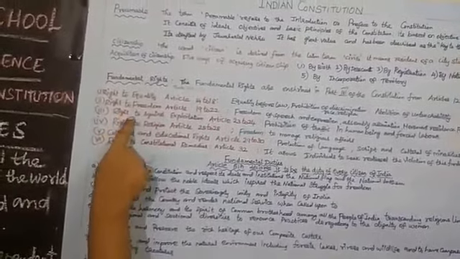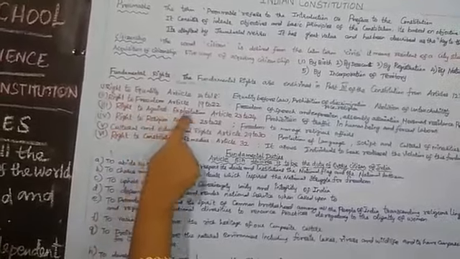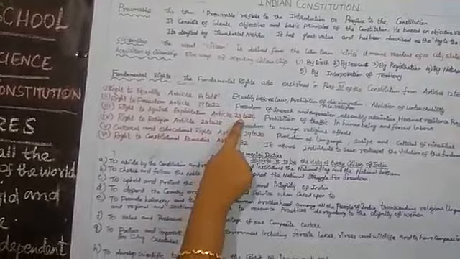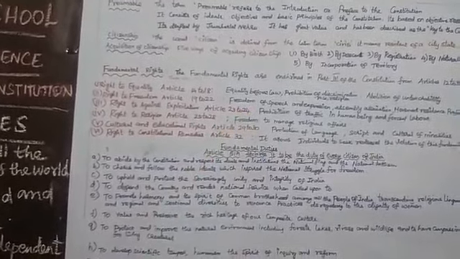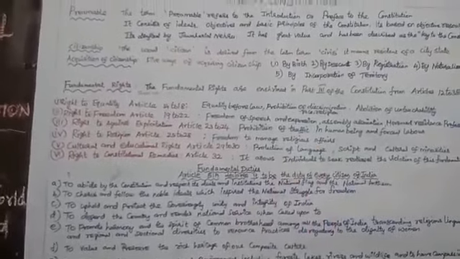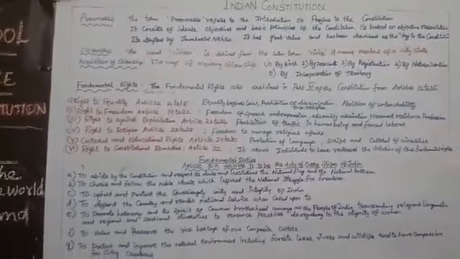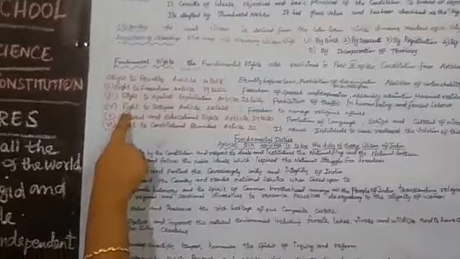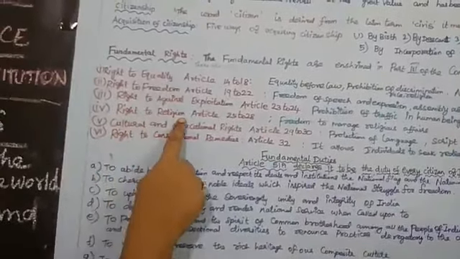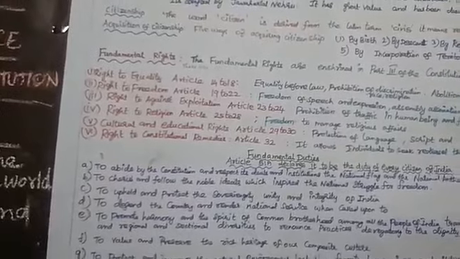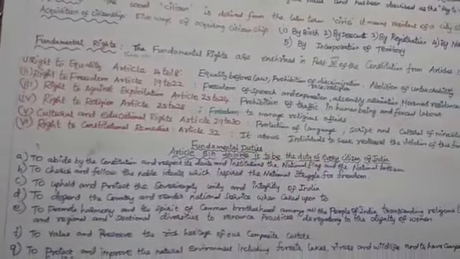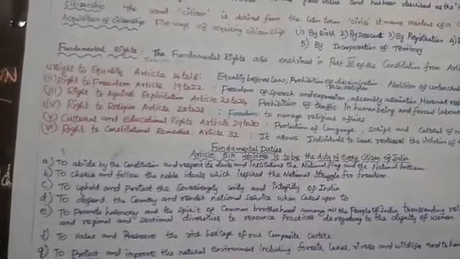Third fundamental right is right against exploitation. It denotes Article 23 to 24. It says prohibition of traffic in human beings and forced labor. Fourth fundamental right, right to religion, Article 25 to 28, freedom to manage religious affairs.